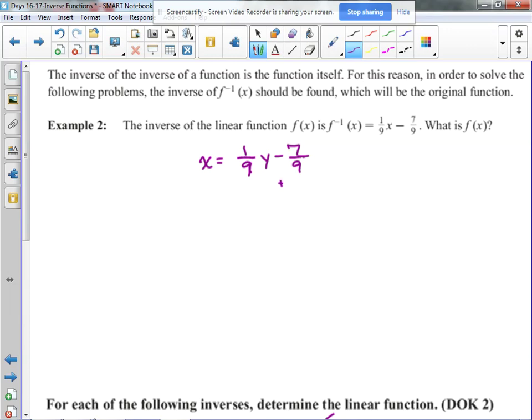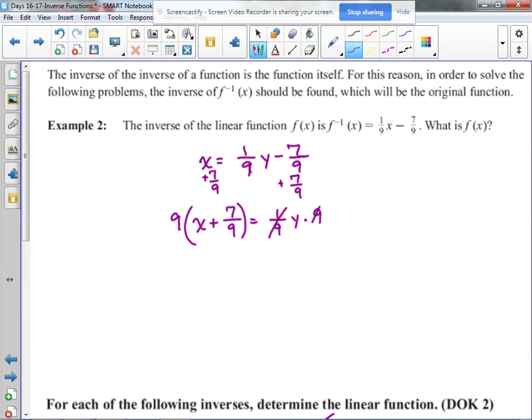So our first step was to add or subtract. So we add 7 over 9 to both sides. Then we multiply or divide. We've got a 1/9. If it's a fraction, we multiply by its reciprocal. The reciprocal of 1/9 is 9, 9 over 1.